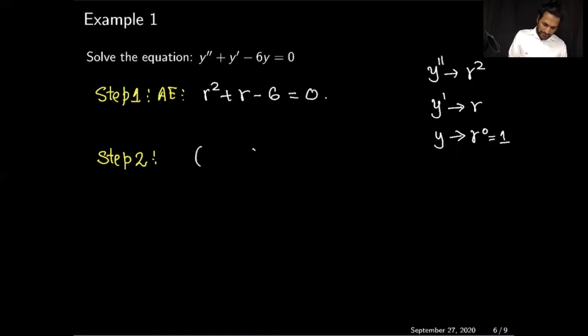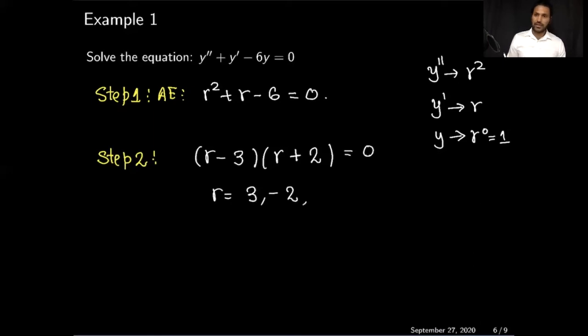I will factor this quadratic equation here. So the factor of this quadratic equation will be (r - 3)(r + 2) = 0. Therefore, the roots of this quadratic equation are 3 and -2. Since I have two roots and they are different, I will use the first case, which I showed you in the previous slide, to write down the general solution of my differential equation.